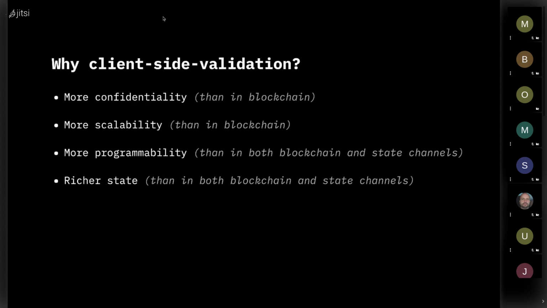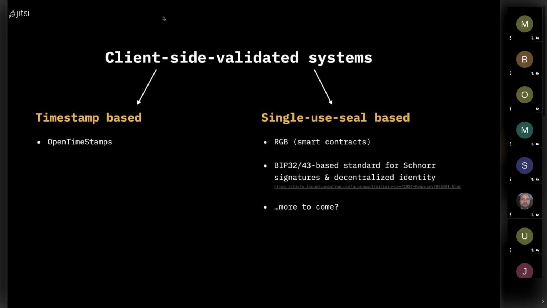Next, you have more programmability with client-side validation. And you get more programmability both compared to blockchain and state channels. Because again, you have a rich state and can add additional scripting systems, virtual machines, whatever you need. And that actually unlocks the whole potential of smart contracts. And finally, you have richer state data, again, because you are not limited in the size of your client-side data, and you can structure it arbitrarily. And that is the final pro about client-side validation compared to blockchain and state channels.